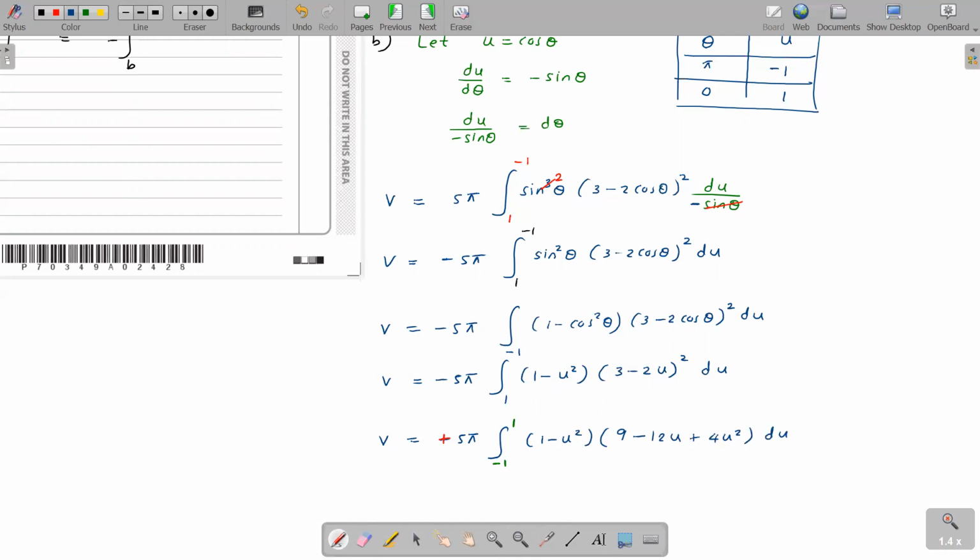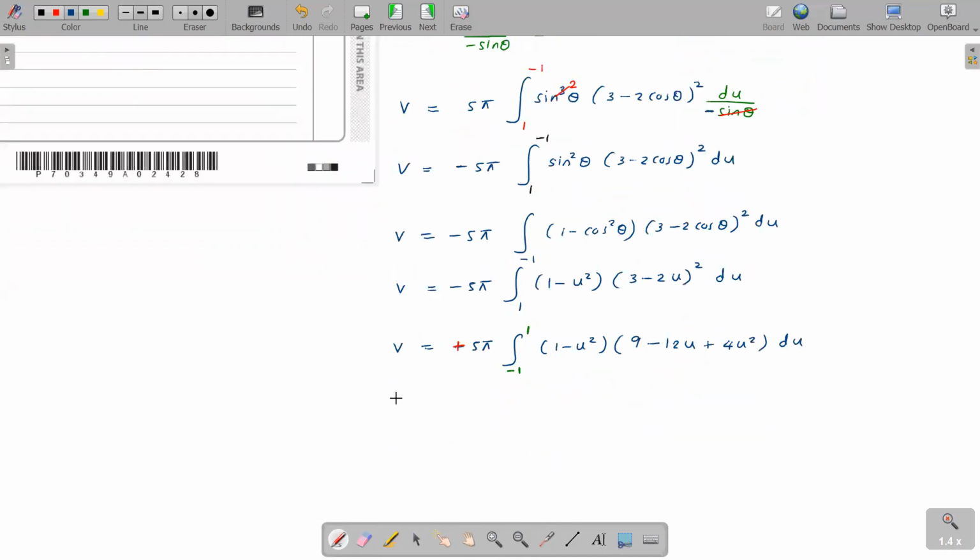Are you with me? So in order to integrate, I need to further expand the bracket. So let's open 1 times this entire person. 1 times 9 is 9. I'm opening the bracket with 1: minus 12u plus 4u square. And the other one we open with minus u square. So minus 9u square, minus 12u into minus u square is plus 12u cubed, minus u square into plus 4u square is minus 4u to the power 4. Is that okay?